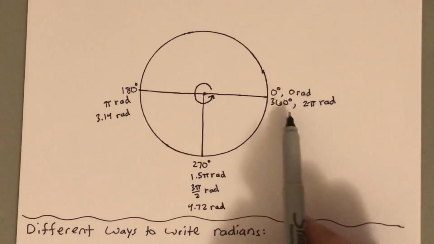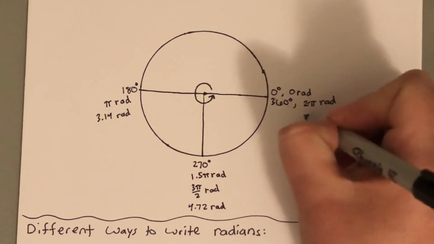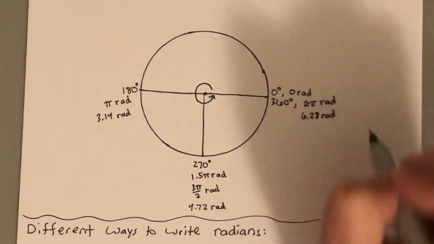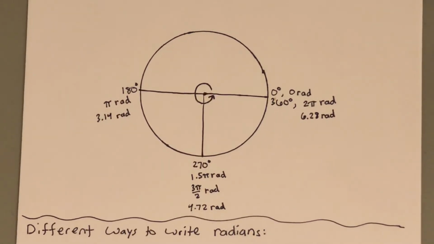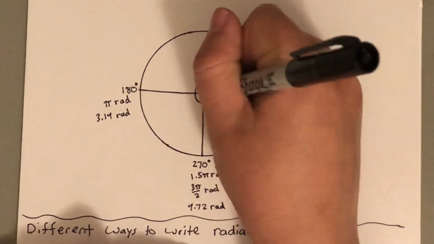We could also call that 2 pi radians, or if we take 3.14 and multiply it by 2, 6.28 radians. Okay? The last one that we're going to talk about is a 90 degree angle.